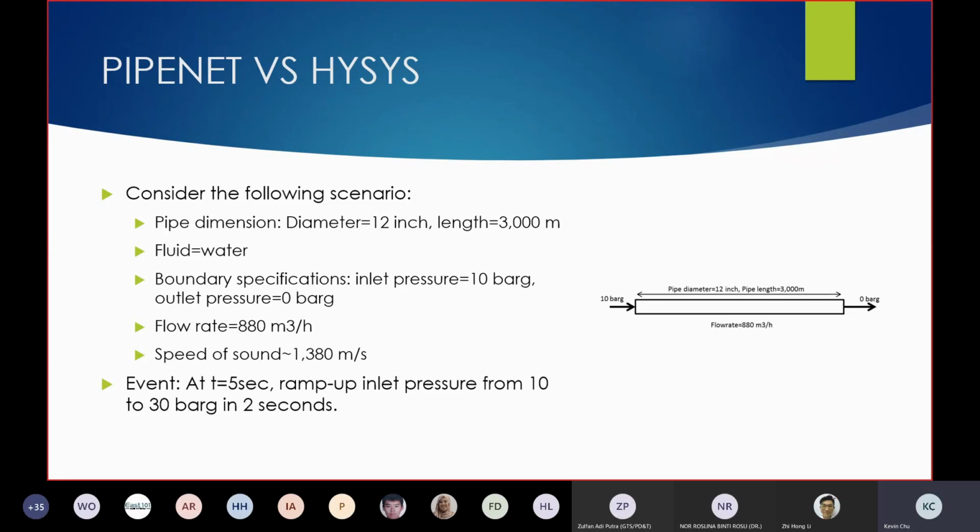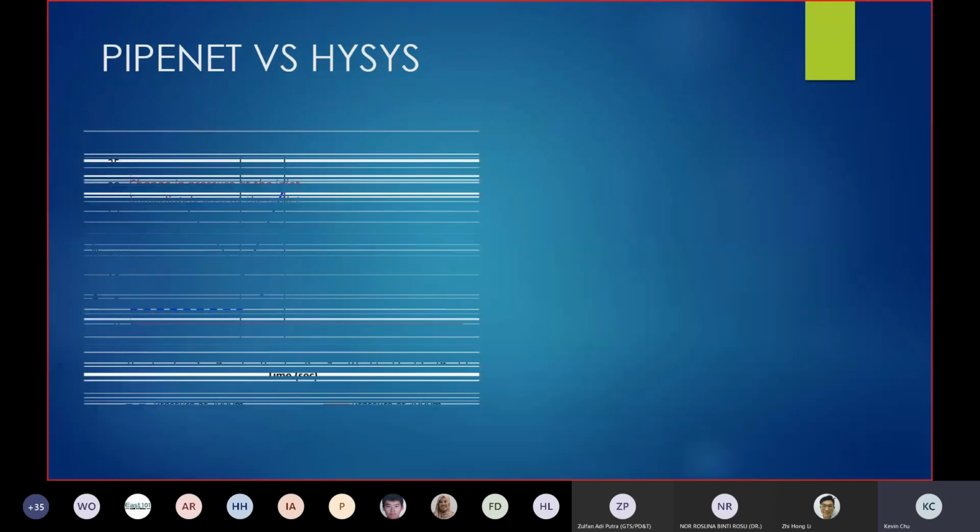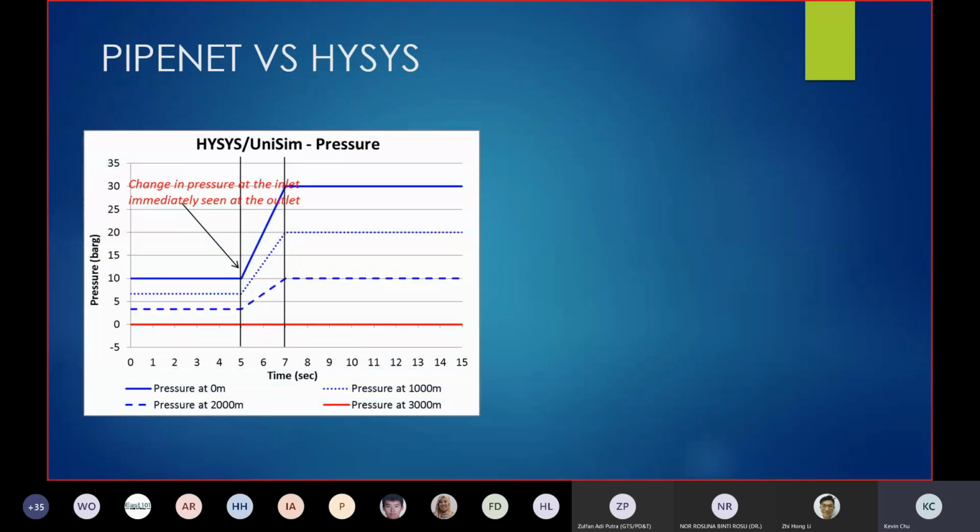So after running the cases in HYSYS, you'll find that the pressure at different locations, which are very far apart from each other, about 1 kilometer away, will start to increase at the very same time. So this is not realistic.